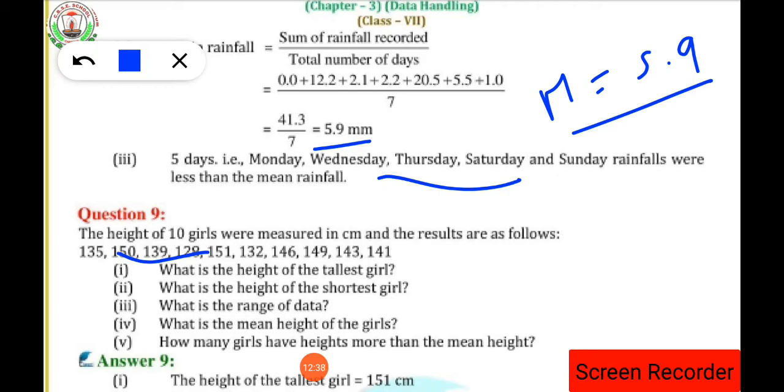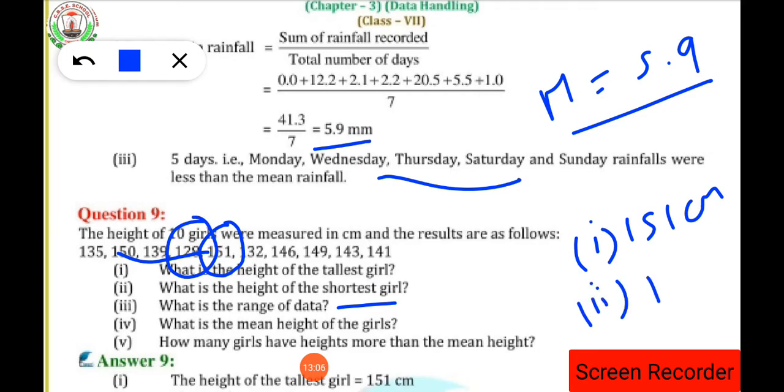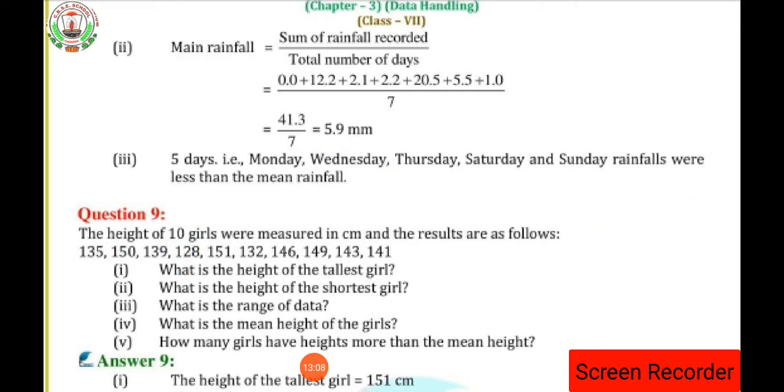Yes, of course. 151 is the highest height of a girl. So answer 1 will be 151. Then the shortest height, that means the minimum height. So the shortest height will be 132. Here, no, 132 not, it will be 128. So the second answer will be 128 centimeter. Yes, 128 is the shortest height.